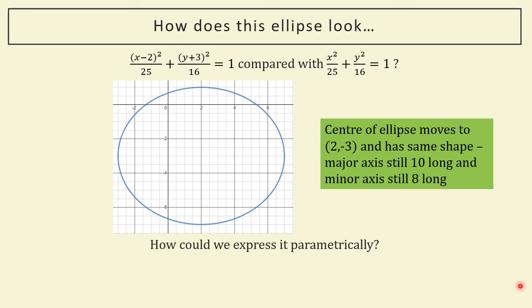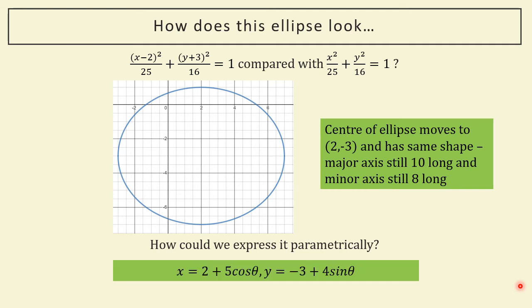How could we express it parametrically, do you think? Again, have a think about what happened with the circle. I'll pause now. Pause the video if you want to have a think about it for yourself. So parametrically, we'd still get the same sort of thing going on. We need a 5 cos theta for the x, and we need a 4 sine theta for the y. But we need to base the x around 2 and the y around minus 3. So the parametric equations become x is 2 plus 5 cos theta, and y is minus 3 plus 4 sine theta. So it's the center, (2, minus 3), and then plus the parametric bits that we've seen before.